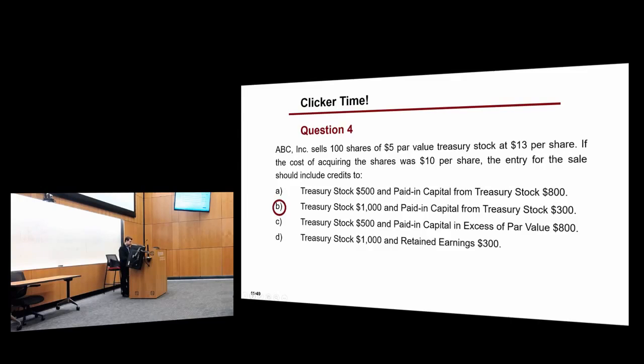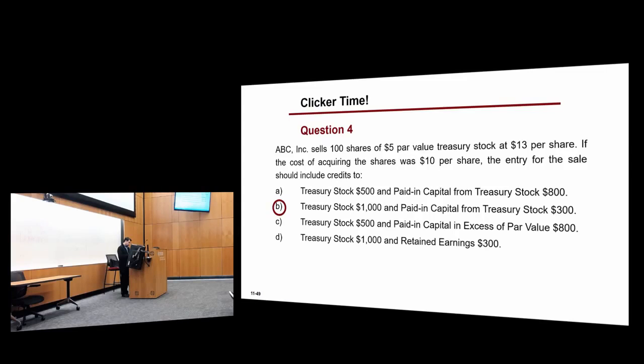The company sells 100 shares of $5 par value treasury stock at $13 per share. If the cost of acquiring the shares was $10 per share, the entry for the sale should include what? Again, you write the journal entry. The company is selling treasury stock. So what do you do?